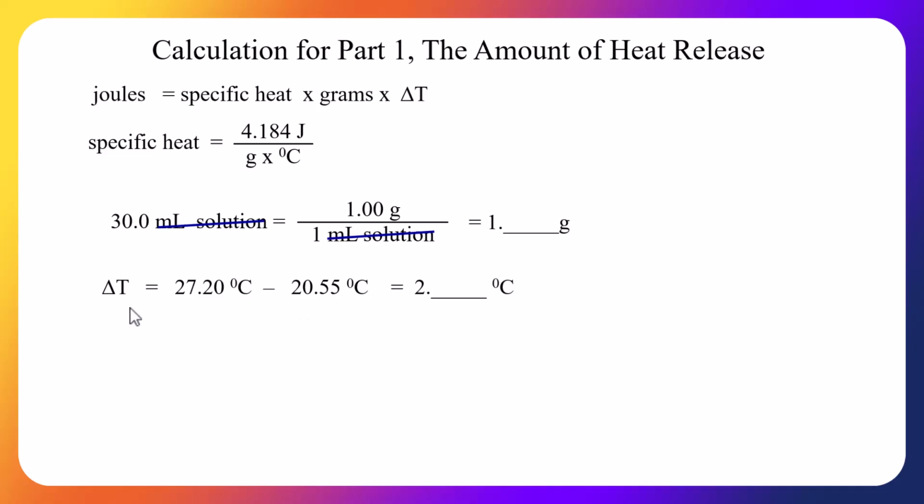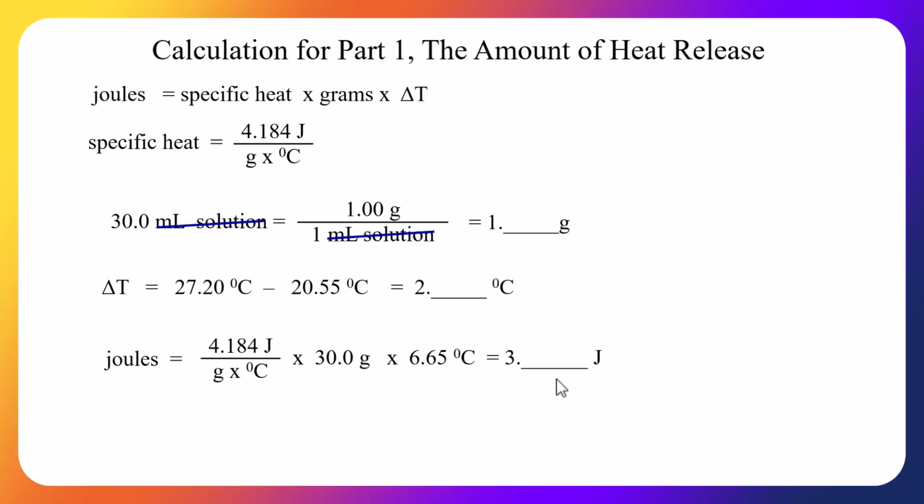Now, in this experiment, I started at 20.55 degrees Celsius. My final temperature was 27.20. You should be able to figure out the change in temperature. So joules equals 4.184, that is the specific heat, times the grams, times the temperature change.